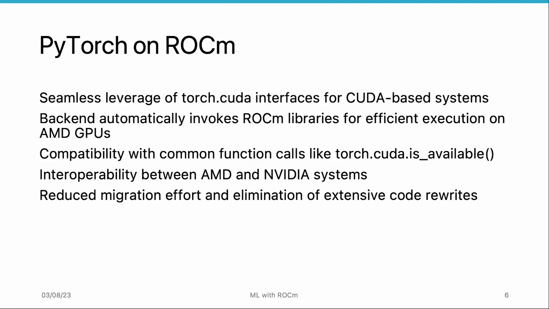The seamless interoperability between AMD and NVIDIA systems brings out a remarkable advantage by significantly reducing the effort needed for migration and eliminating the requirement for extensive code rewrites. This means that developers can smoothly transition their code between these systems without facing the burden of extensive modifications or rewriting their existing code base. It simplifies the process and enables a more efficient and streamlined workflow for developers working with diverse hardware configurations.